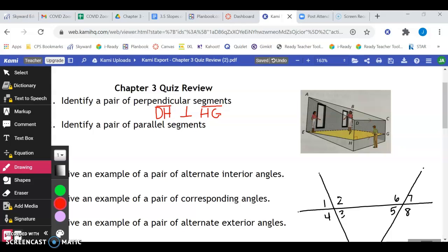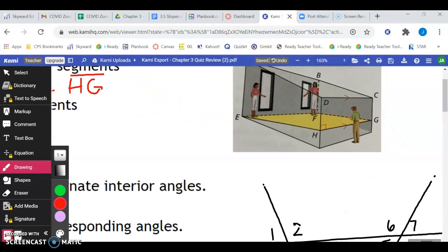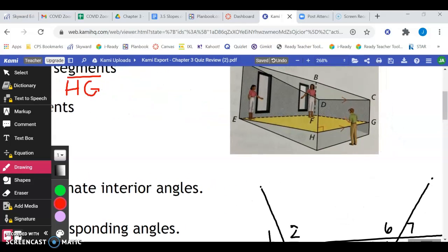Next is identify a pair of parallel segments. So we are going to look for segments that are never going to touch if they are extended. If I look here, I have these arrows that indicate parallel lines. So I know for sure that those are never going to touch, and that's telling me they're parallel. But if there's no arrows, you have to look for lines that if you extended, they're never going to touch. So for this one, DC is parallel to HG.